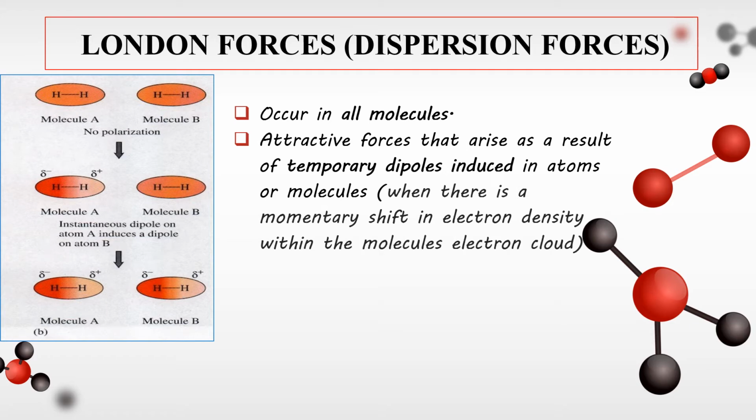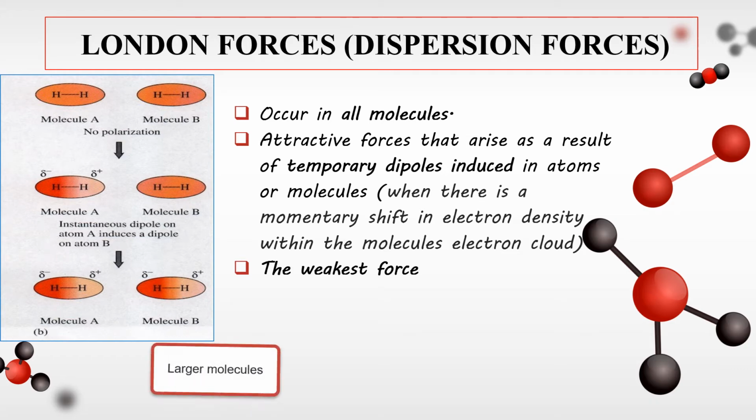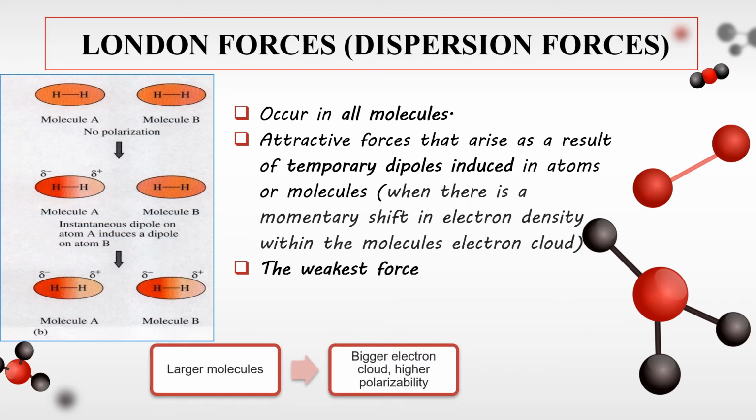They are attractive forces that arise as a result of temporary dipoles induced in atoms or molecules. So this is what we call London forces, and London forces are the weakest force. However, larger molecules will have a higher polarizability and will result in stronger London forces. As an example, if we have a hydrogen gas molecule and a chlorine gas molecule, the chlorine gas molecule has stronger London forces because the size of the chlorine molecule is bigger compared to the hydrogen molecule.